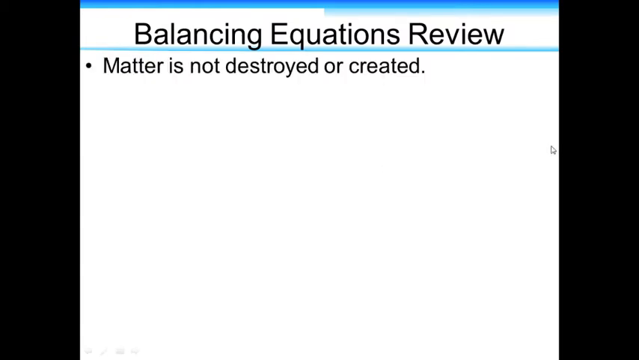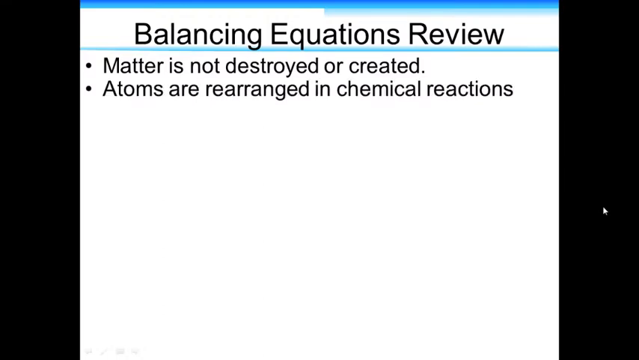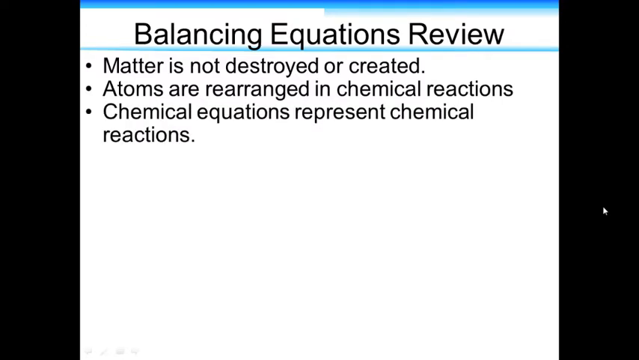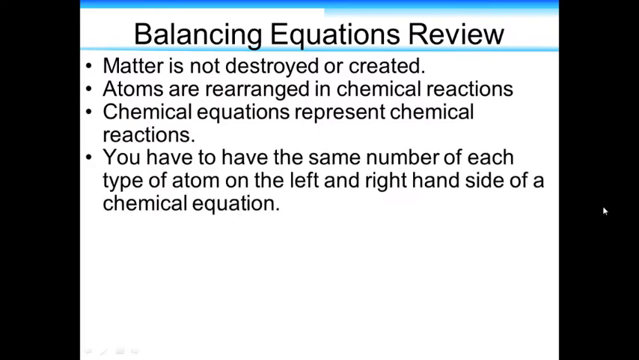Let's review what we learned for this lecture. Matter is not destroyed or created. Atoms are merely rearranged in chemical reactions. So they cannot disappear. That's why we have to balance them in our chemical equations. These equations represent reactions. They are the shorthand notation for a reaction we're concerned with or observing. You have the same number of each type of atom on the left and right side of a chemical equation.